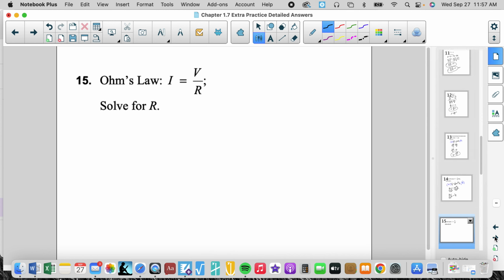And that would be Ohm's law. Ohm's deals with electricity. So it says I equals V over R. I'm pretty sure voltage and resistance. I don't know what I is. Insulation? Maybe that's what it is. Pretty sure Ohm's law deals with electricity. But we're going to solve for R.